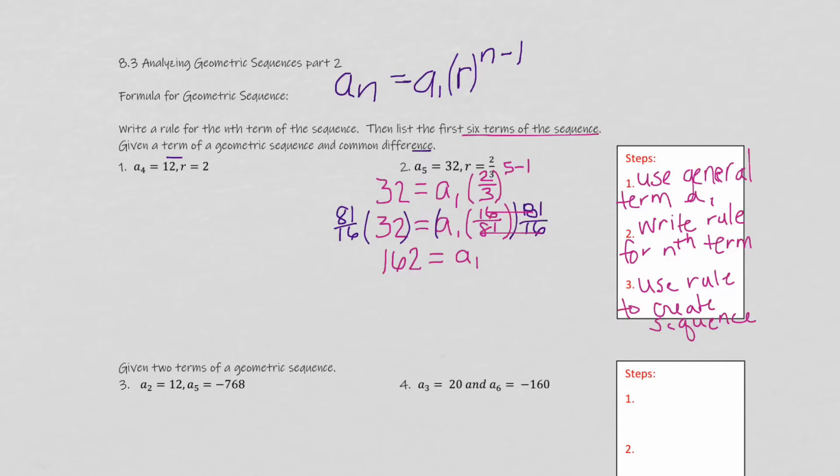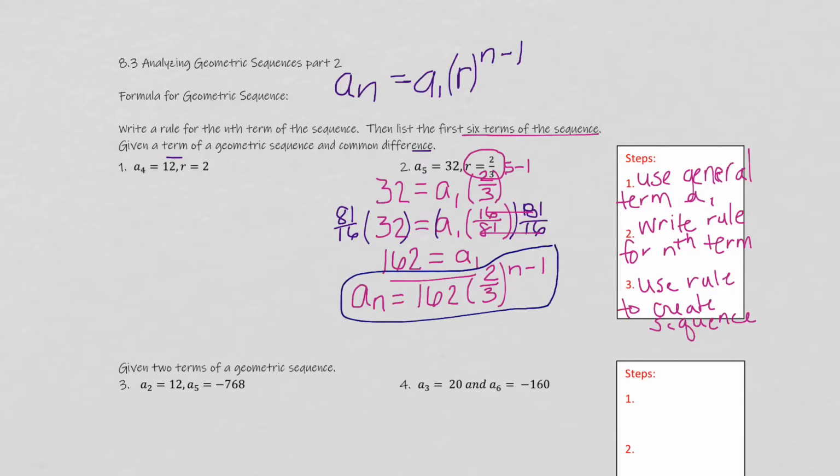So let's plug the information we have in there. We know our first term. We know our ratio is 2/3. Let's plug that into our general equation. So a sub n would equal 162 times the ratio of 2/3 to the n minus 1. That is our sequence, or the rule for the nth term.